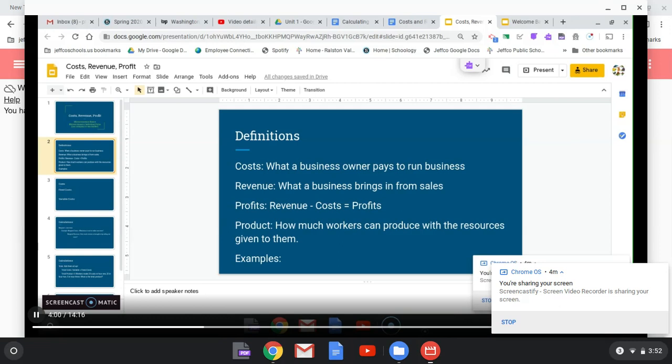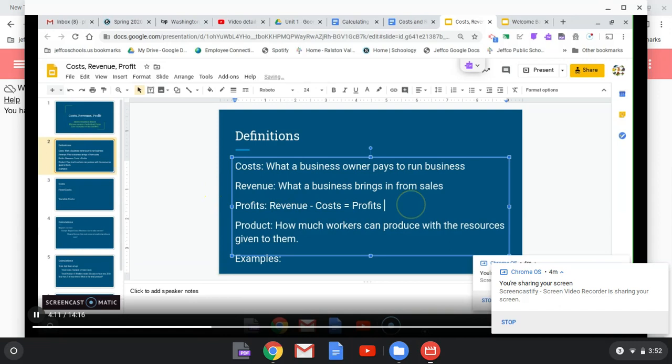The next one is profits. Profit is just a formula. It's revenue minus cost. Let me just type it in here if I can. There we go. So let's stick with that Pop-Tart example. Let's say I bring in $50 worth of sales for my Pop-Tarts, and Pop-Tarts cost me $45 to make between all the variable costs and all the fixed costs. So my profit then would be a positive.